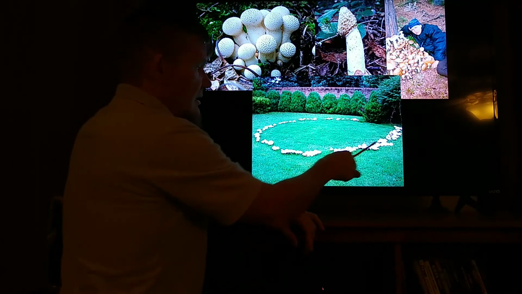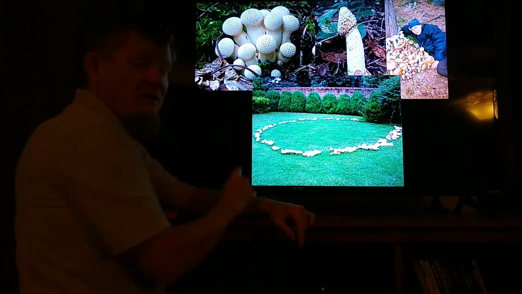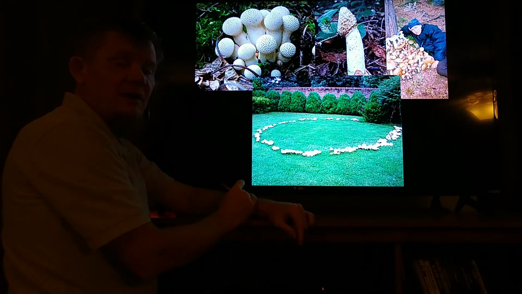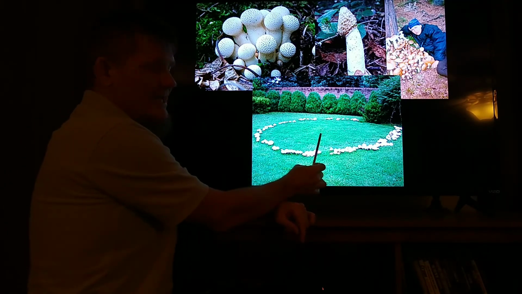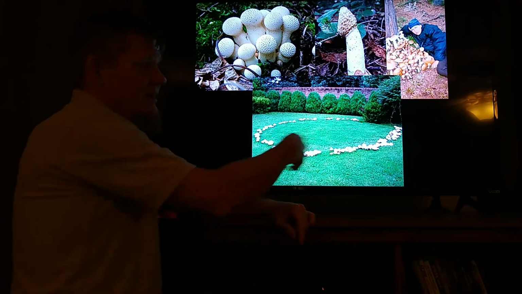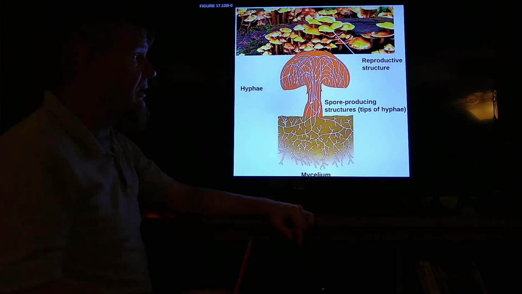We can see all these mushrooms growing. This is probably 20 feet across. A fungus grows at about a foot a year. So if you measure from the radius, so if this is 20 foot across and this is 10 feet, this is a 10-year-old fungus growing in the ground. It's been growing in the ground for so long.